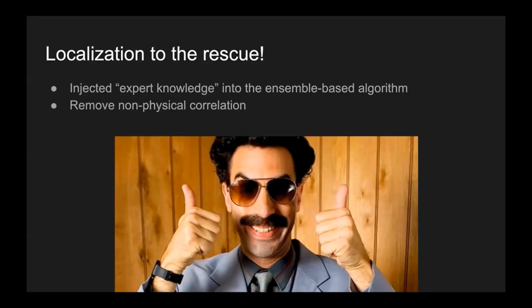So how do we overcome this problem? This is typically addressed through something called localization. And localization, in effect, allows us to inject expert knowledge into the ensemble-based algorithm to eliminate or remove non-physical correlations.